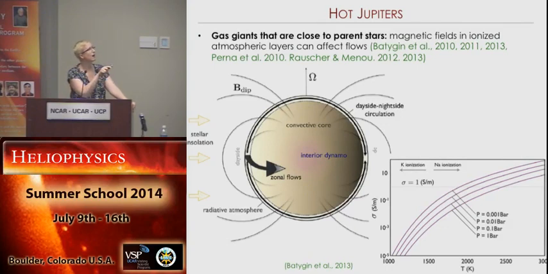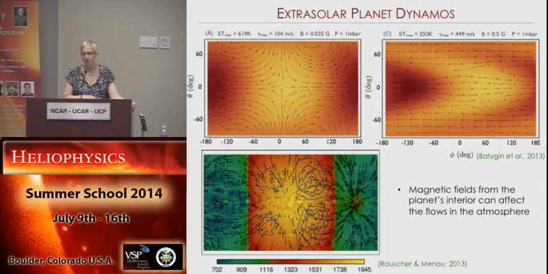If these bodies have dynamos, the magnetic fields that thread through those regions are going to affect the flows in that region. People are doing simulations of this sort of thing, and this is work by Konstantin Batygin, Dave Stevenson, and myself. We've shown that with different magnetic field strengths, you can go from having what are considered over-the-pole flows, so flows from the day side to the night side over the pole, to zonal flows in this direction, okay?